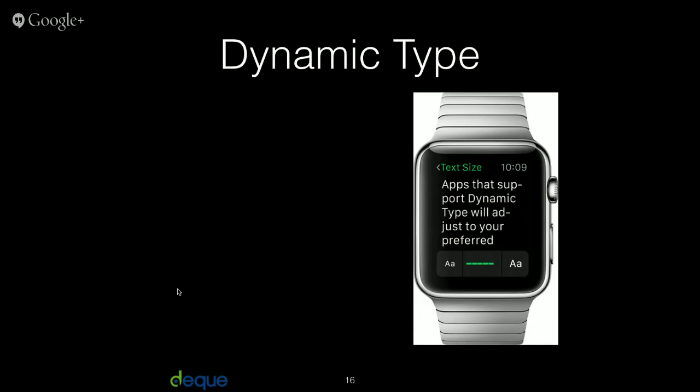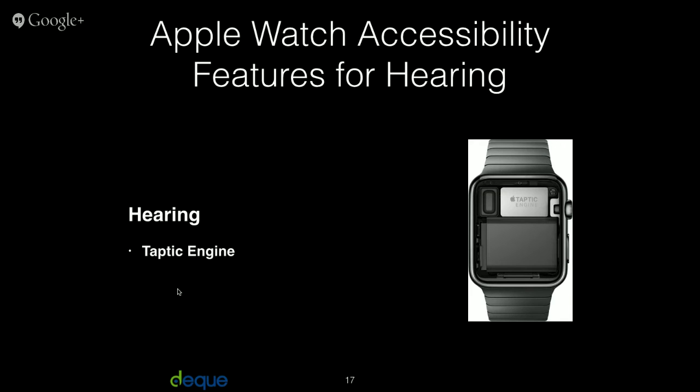And this is another screenshot representing the dynamic type feature. Some features that would be good for users who have hearing accessibility challenges is the taptic engine. So you get different vibration patterns. You basically won't miss any more phone calls. It's very easy to miss a phone call if your phone is in a way where you don't feel it vibrating. But with the watch strapped to your wrist, you always feel the phone calls or text messages, as long as the watch doesn't lose the connection.